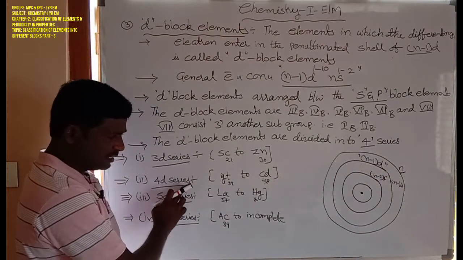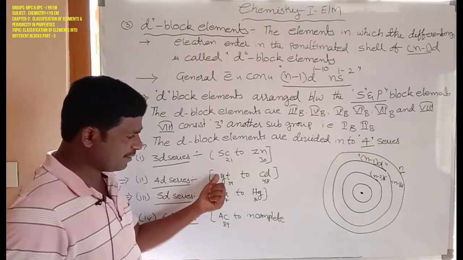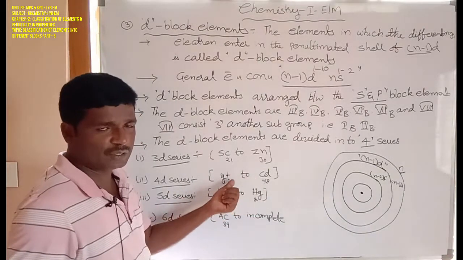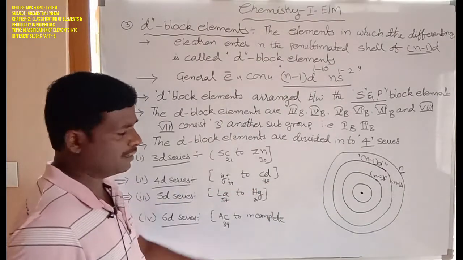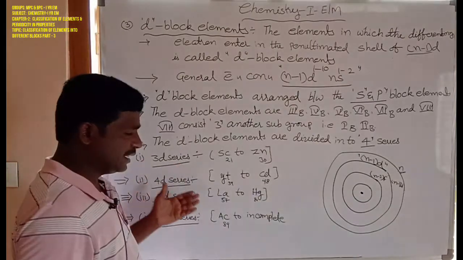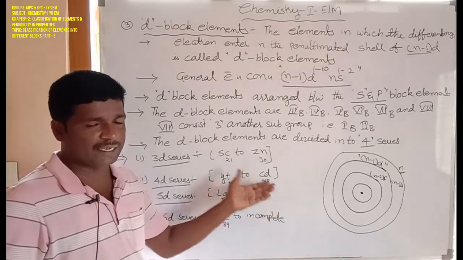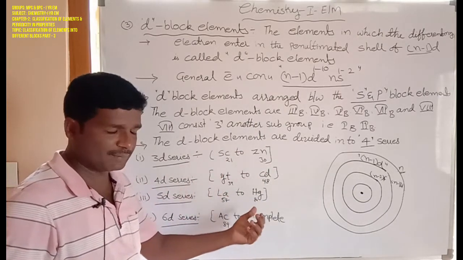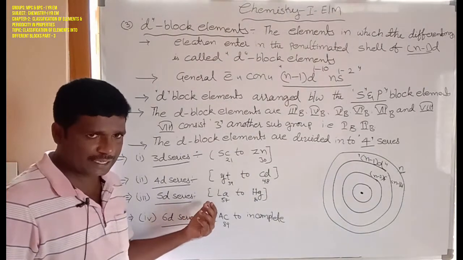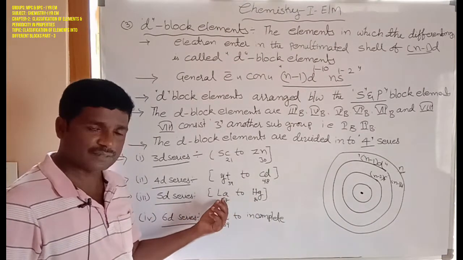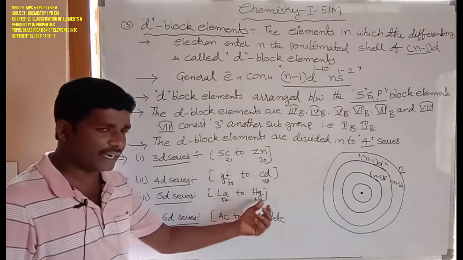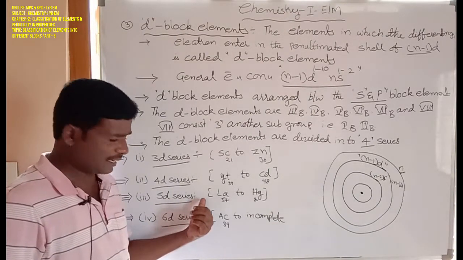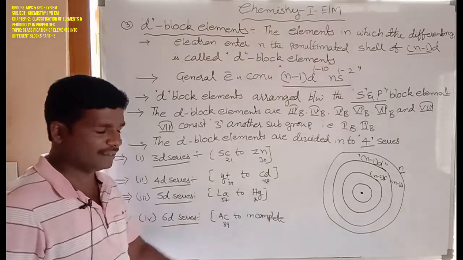Second is the 4d series, starting with yttrium, atomic number 39, and ending with cadmium, Cd, atomic number 48. Then the 5d series, starting with lanthanum and ending with mercury. Lanthanum has atomic number 57 and mercury has atomic number 80.